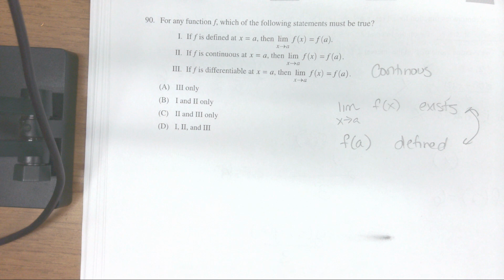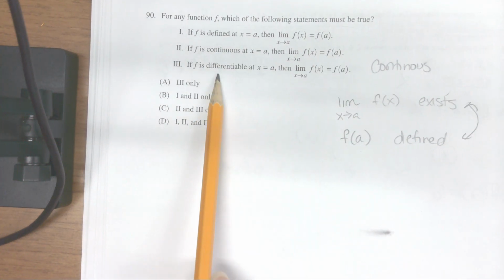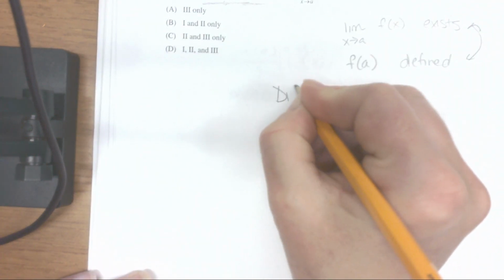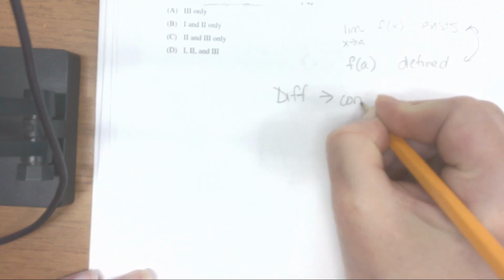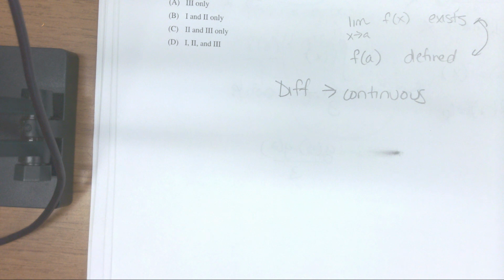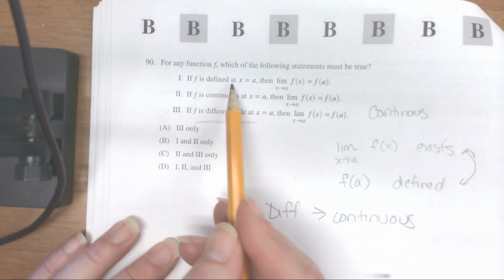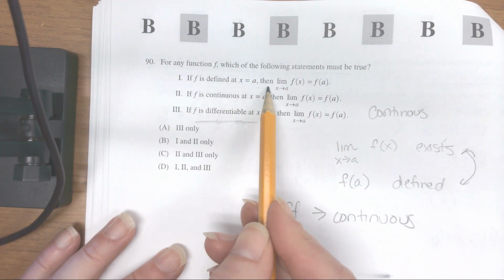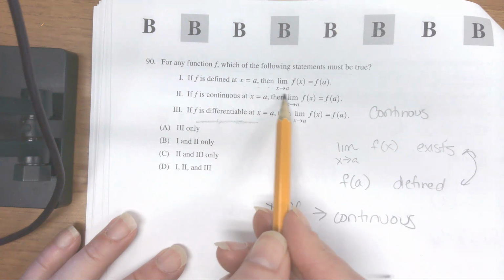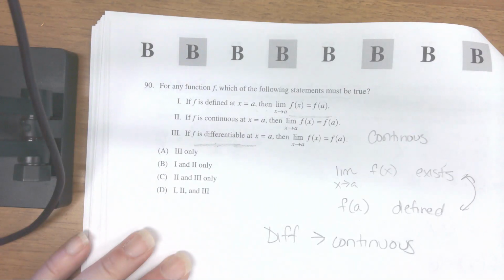So, also, differentiability always means it's continuous, but the reverse is not true, okay? That's the only things we know. Okay, let's look. If f is defined at x equals a, then the limit of these two things is the same. Is that true?